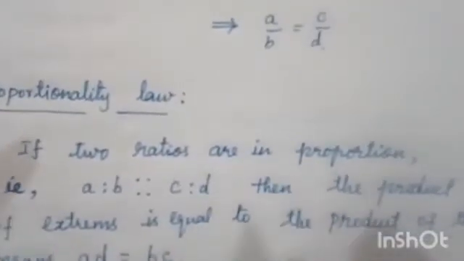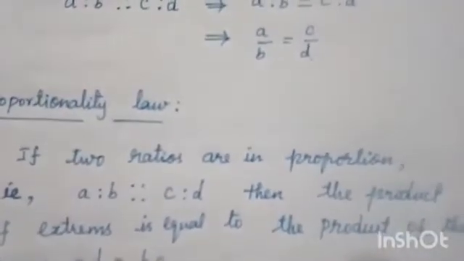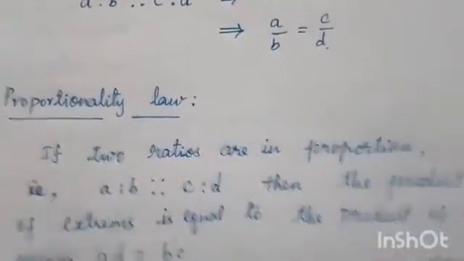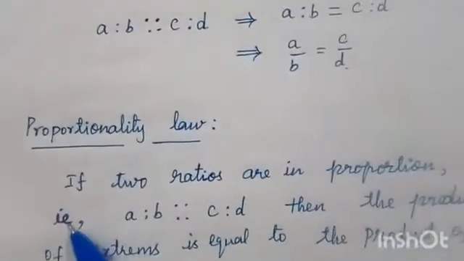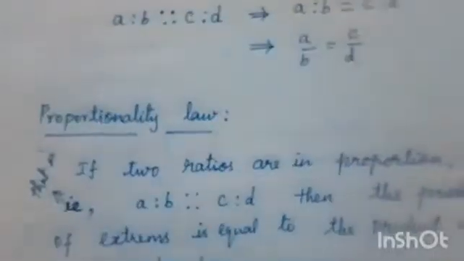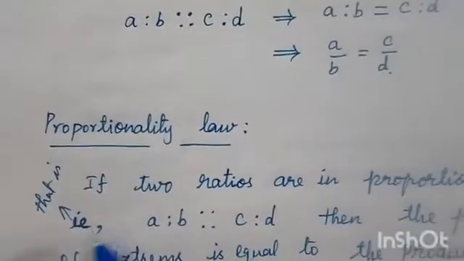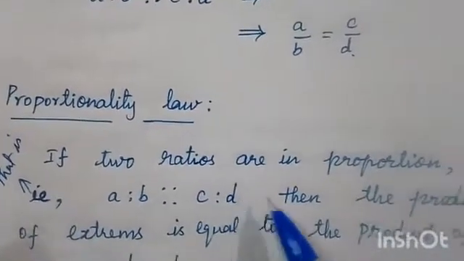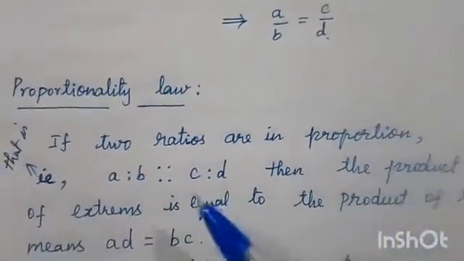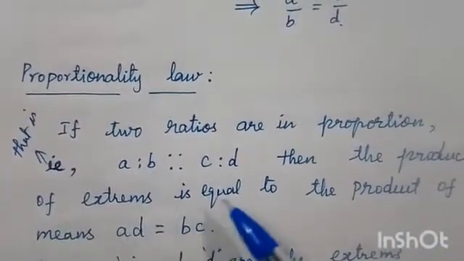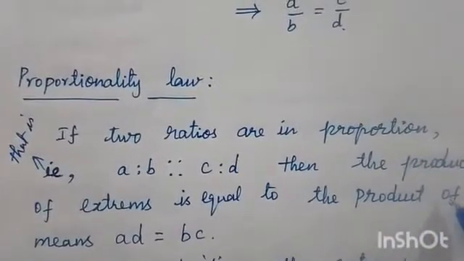Now you have to learn the proportionality law. The proportionality law means if two ratios are in a proportion, that is, A is to B is proportion to C is to D, then the product of extremes is equal to the product of means. Product of extremes is equal to product of means.